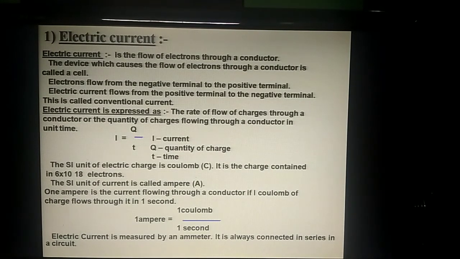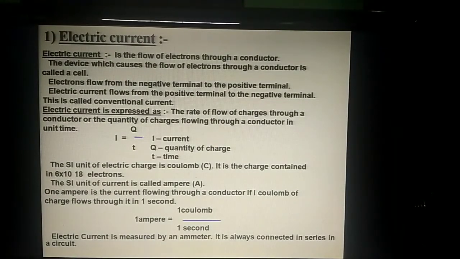Electrons flow from the negative end to the positive end of the conductor, and electric current flows from the positive end to the negative end of the conductor, and this is called conventional current.